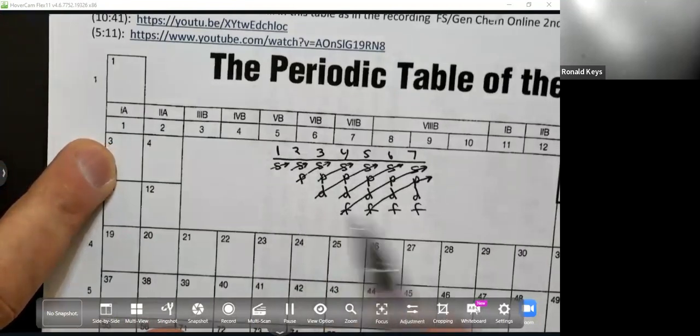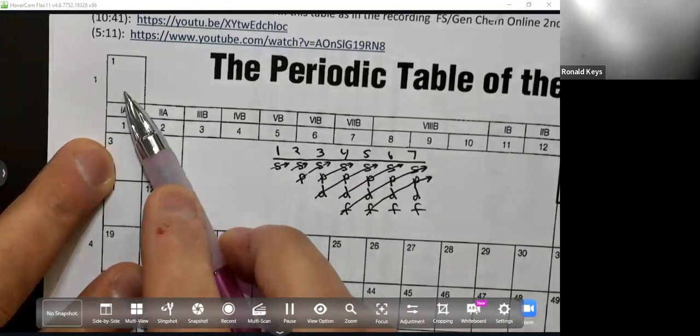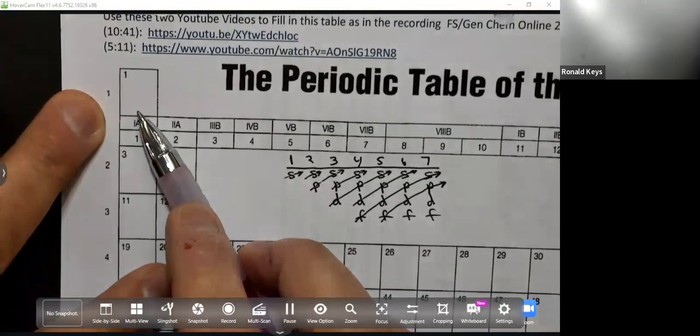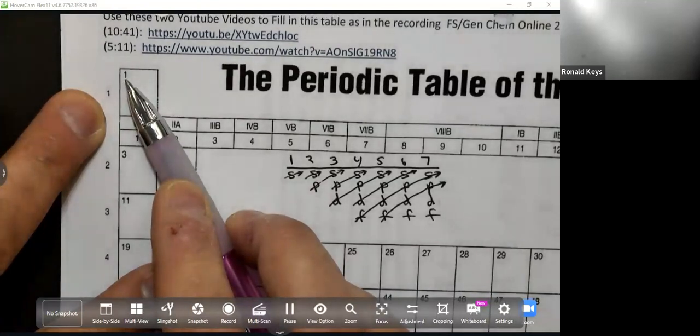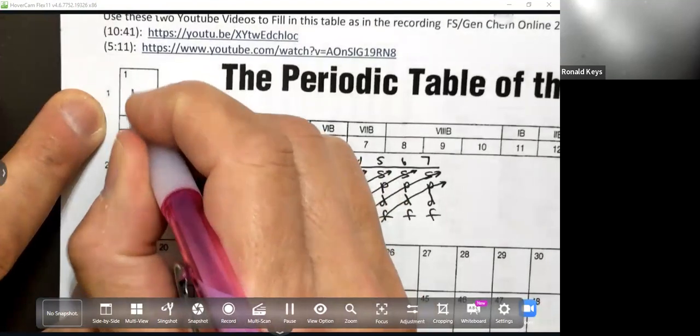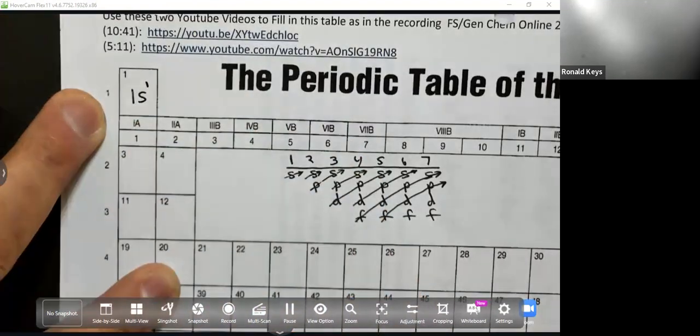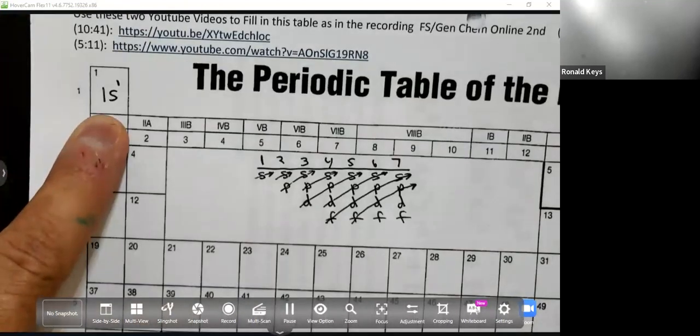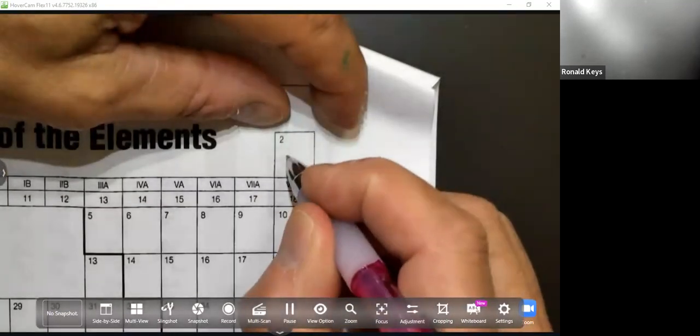Okay. This is hydrogen. What's the electron configuration notation for hydrogen? 1s1. It only has 1 electron, right? 1s1. Go to helium right here. How many electrons? Well, how many protons does it have? 2. How many electrons? 2. Helium right here. 1s2, correct?